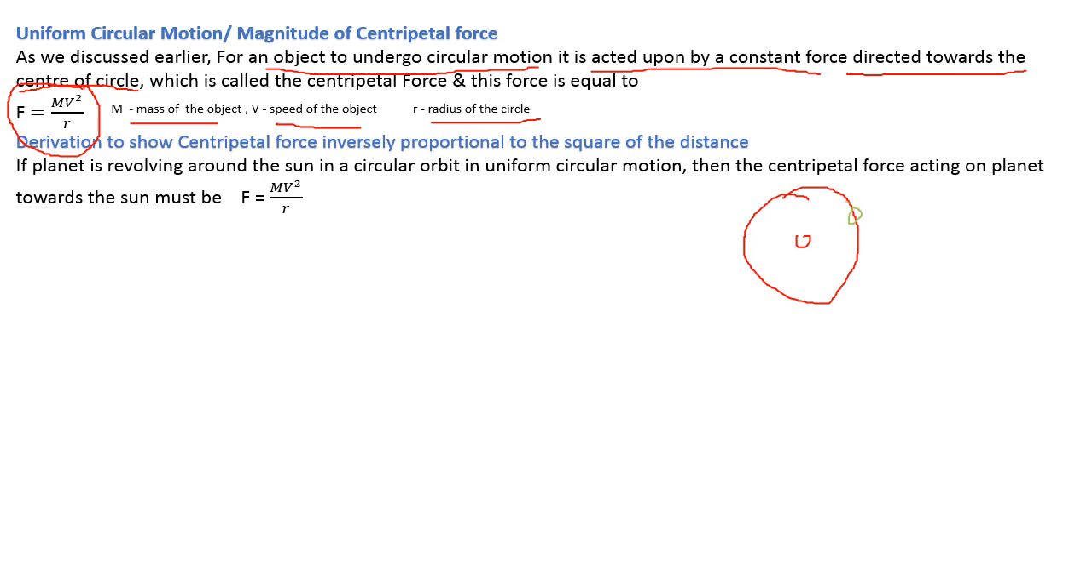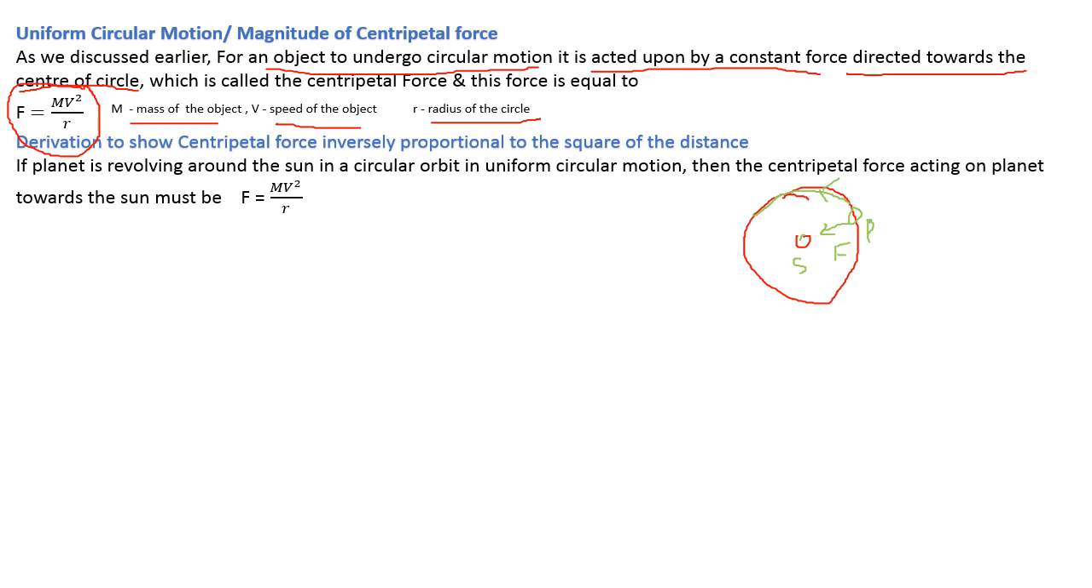Now when this object is going to revolve in this circular path, the force will be acting towards the center, and that force is equal to how much? That is nothing but F equals mv square upon r. I hope you are getting it. Listen properly. This is my sun, this is my planet. So when the planet revolves in a circular path around the sun, it is acted on by a centripetal force acting towards the center. You can see this F, and that F equals mv square upon r.